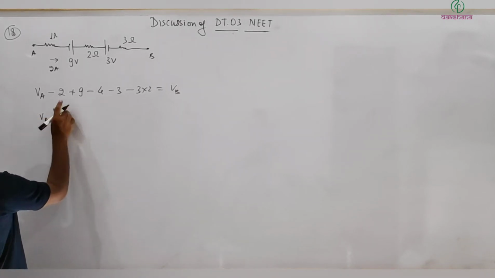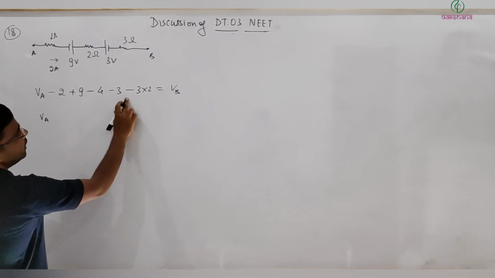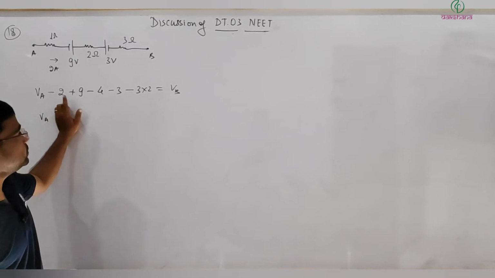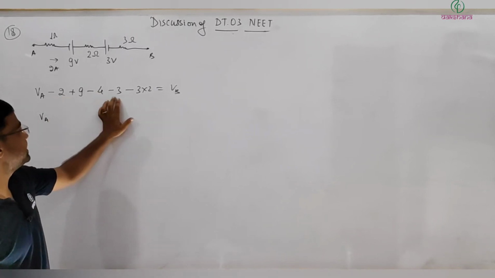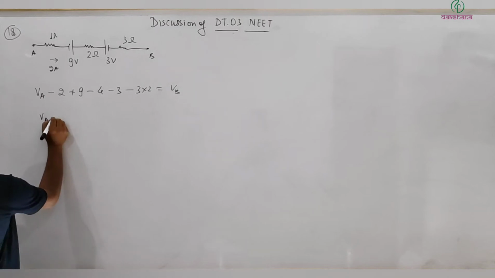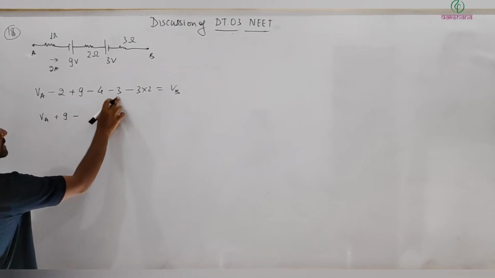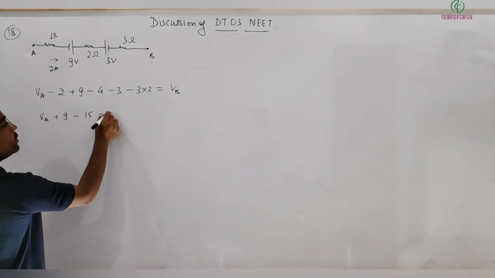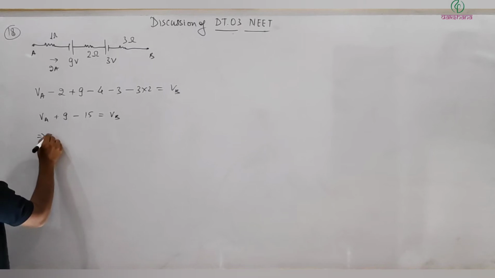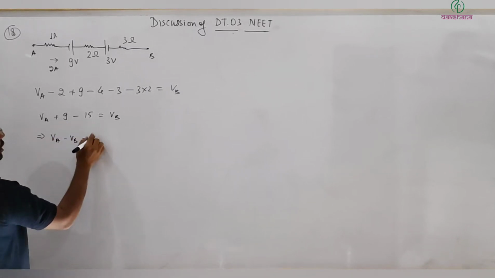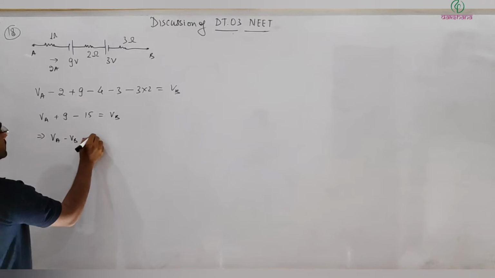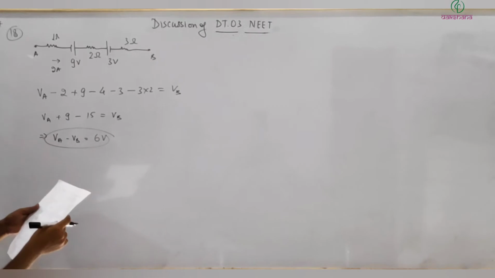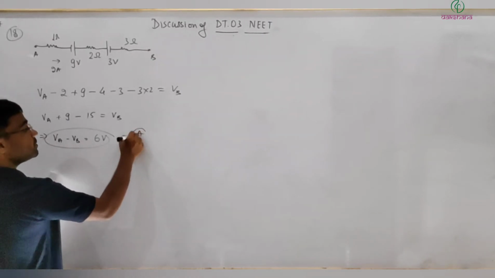So this VA, it's minus 2, minus 2, this minus 6. Simple calculation. It's plus 9, and it's 2, 6, 9, and 12. So it's coming out to be 9, 12, 15 equal to VB, and this implies VA minus VB is equal to how much? It's 6 volt. So your answer matches with option A.